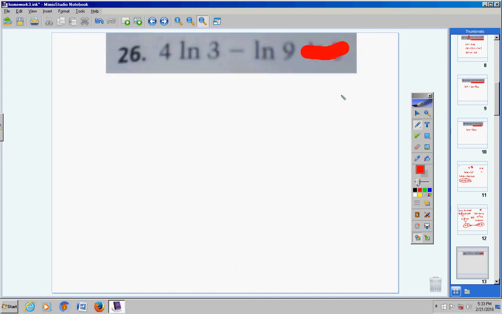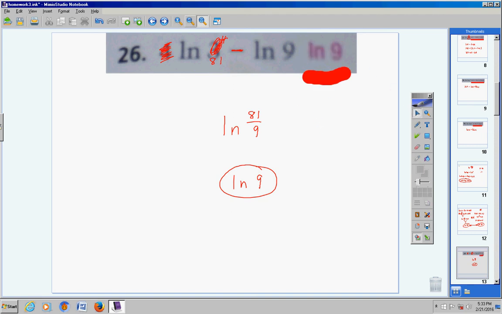Okay? Alright, moving on to number 26. Let's condense this. First of all, do we have the same base? Yes. Next, are there any numbers to the left of each logarithm? Well, yes, there is. So you first have to move this forward before we go any further. There. Okay? Now we can take these two logarithms and condense them down to one logarithm because they have the same base. Well, 3 to the 4th power is 81. So I'm going to write one logarithm. They're subtracting, so that means I divide the two arguments. So 81 divided by 9 is 9. So the natural logarithm of 9.